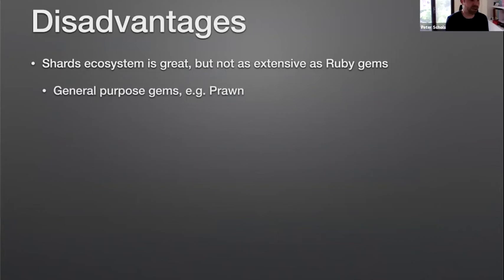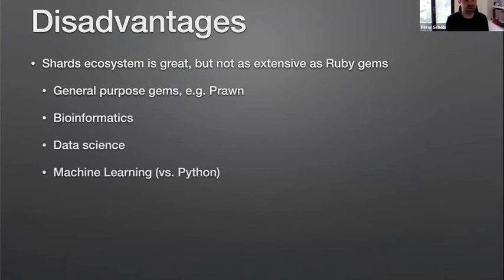So this applies to general purpose gems like Prawn, which we are using to generate PDFs from Ruby and Rails applications, but also for libraries and gems in bioinformatics, data science, and machine learning. And again, it's not like Ruby has such a huge repository of those gems. It's just that, for example, in Python, there is way more options. So we really hope and we contribute to Shards that can strengthen these fields within the Crystal ecosystem.